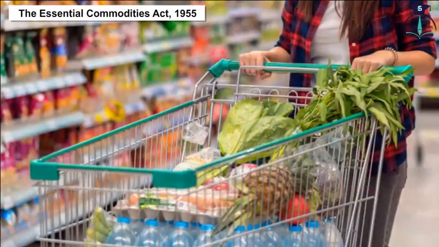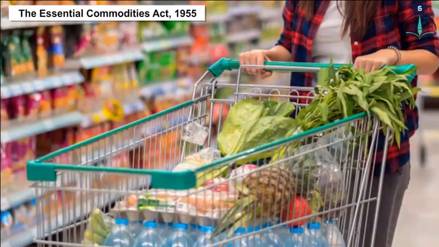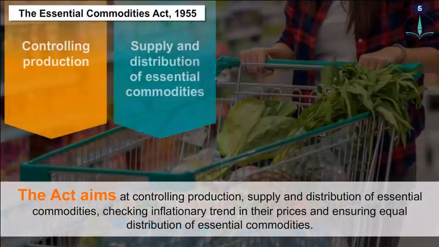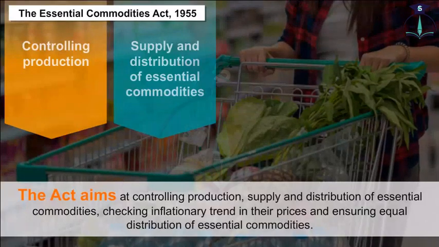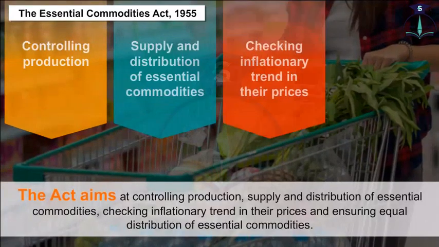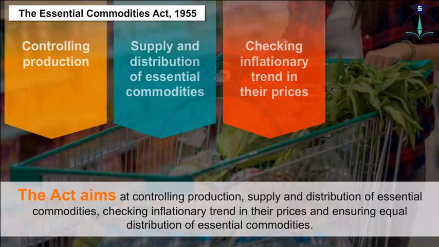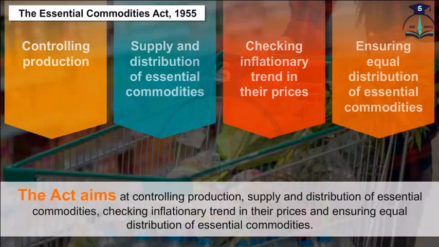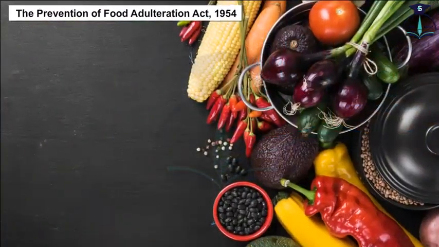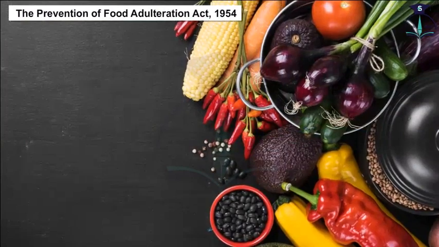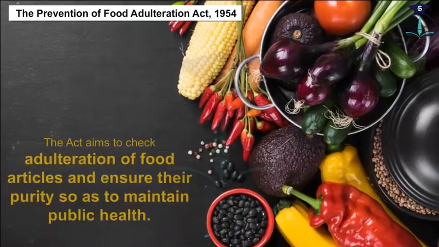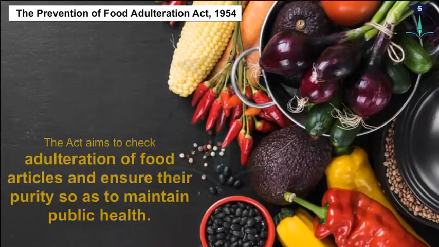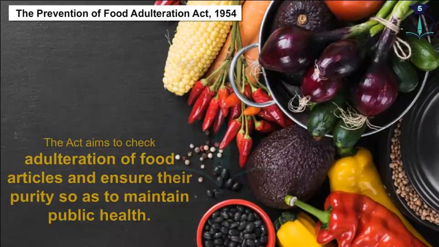The Essential Commodities Act 1955. The Act aims at controlling production, supply, and distribution of essential commodities, checking inflationary trend in their prices, and ensuring equal distribution of essential commodities. The Prevention of Food Adulteration Act 1954. The Act aims to check adulteration of food articles and ensure their purity so as to maintain public health.